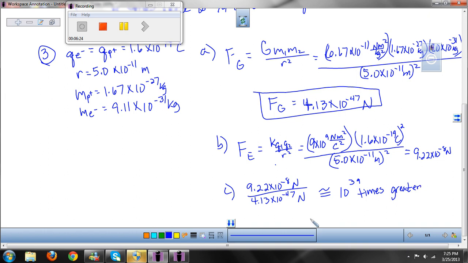And then it says, how important are the gravitational force effects in this case? They are so minute. We can't imagine.